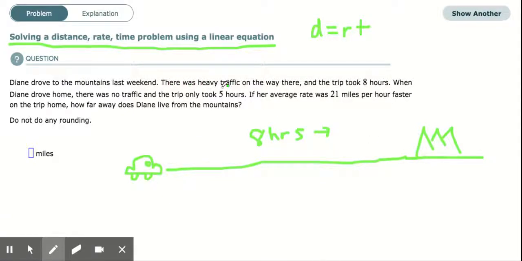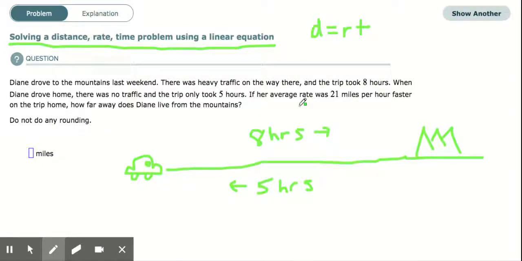All right, there was heavy traffic on the way there and it took 8 hours. When she drove home, there was no traffic and it only took 5 hours. So going back this way, it only took 5 hours. And again, we're assuming that it was an even amount of distance. So this distance there was equal to the distance back. If her average rate was 21 miles per hour faster on the trip home, how far does Diane live from the mountains? Don't do any rounding.